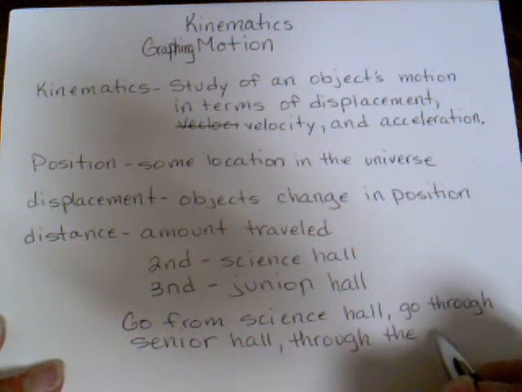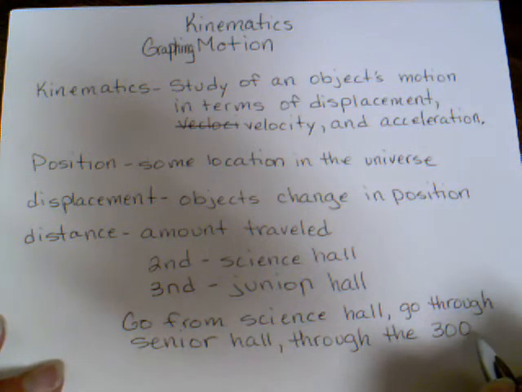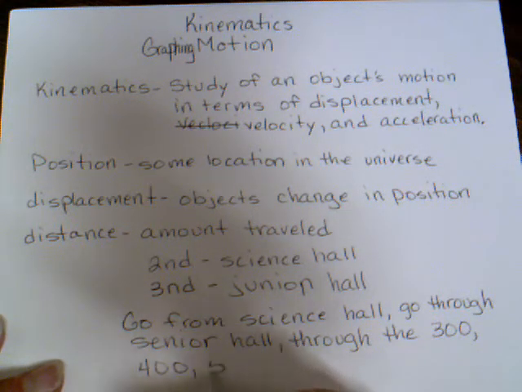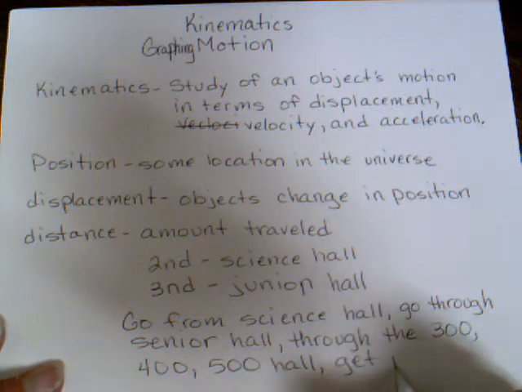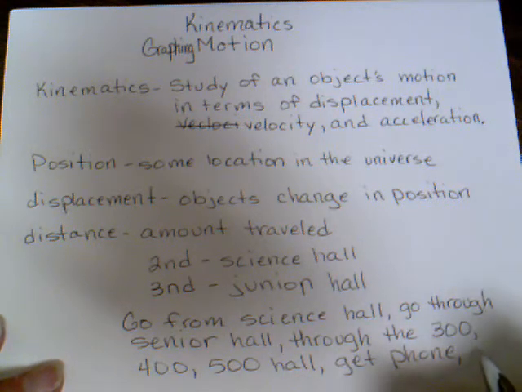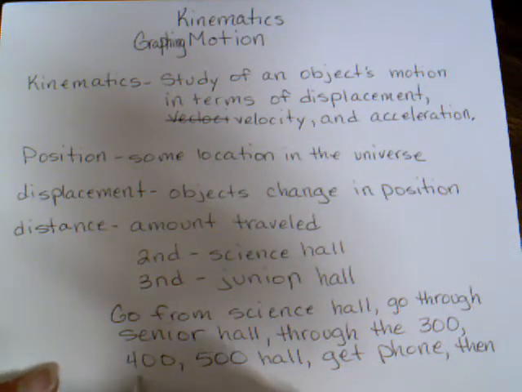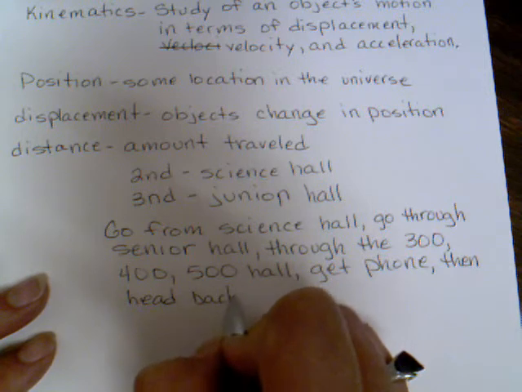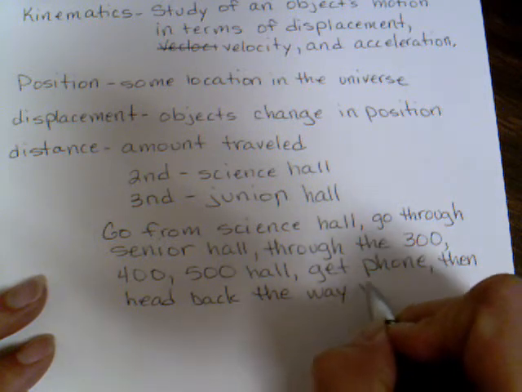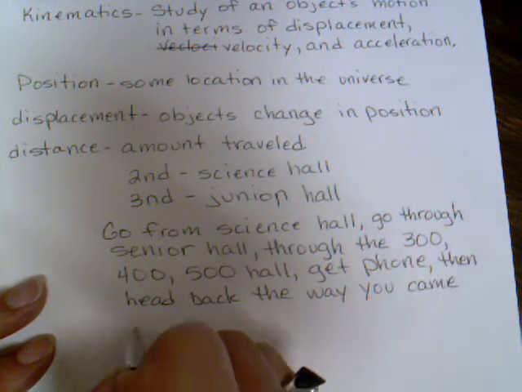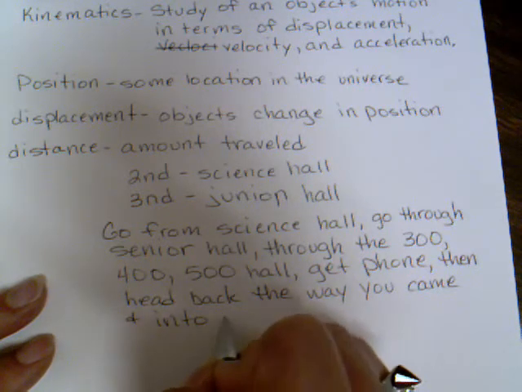Through the 300 hall, 400, 500 hall, get phone, then head back the way you came, and into the junior hall.